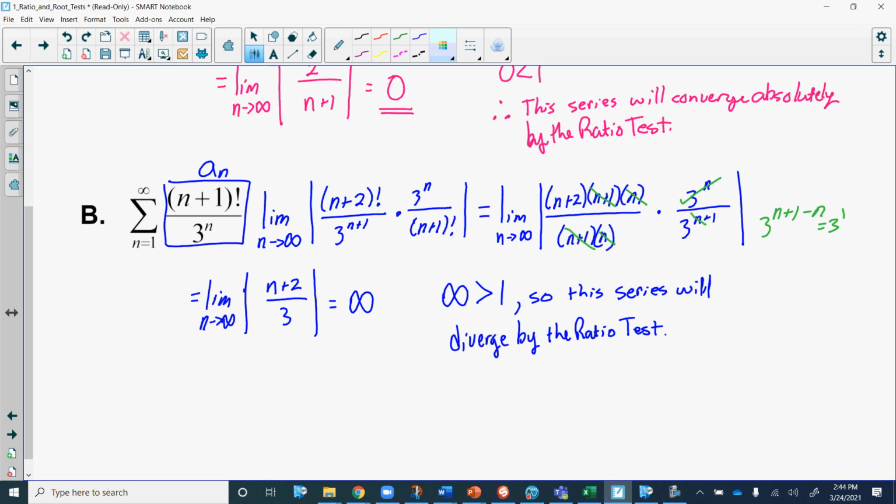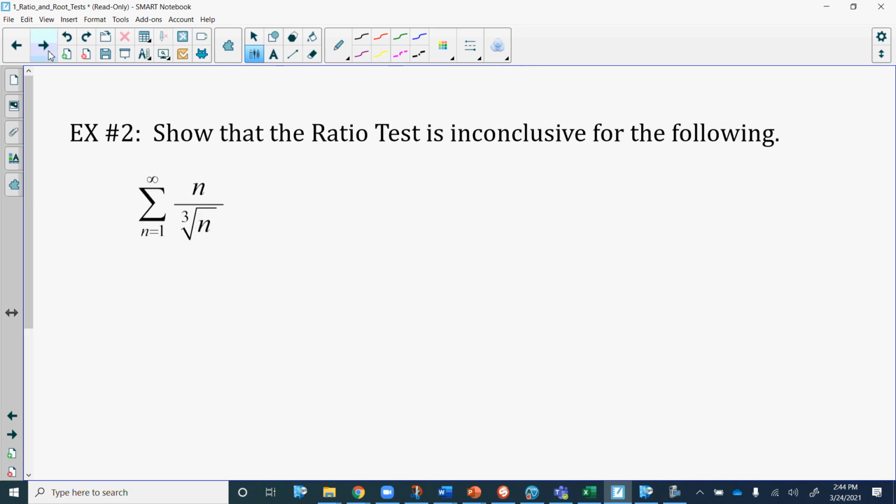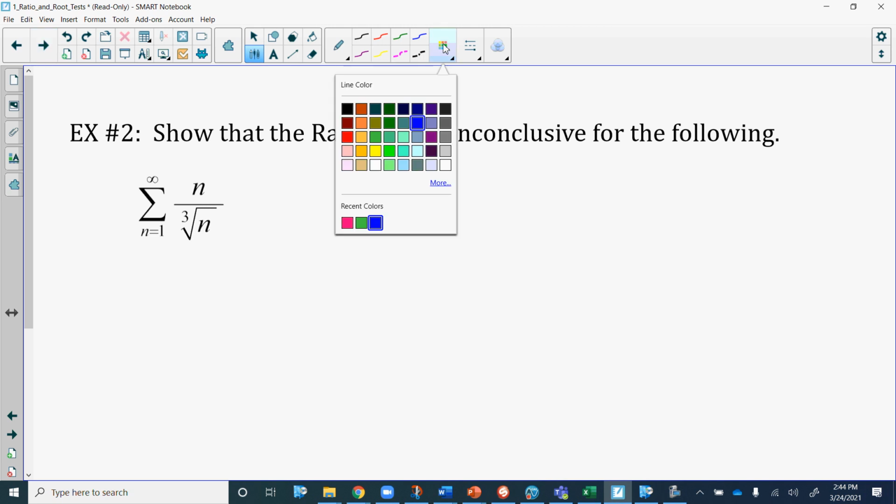And the next one, as I explained to you when we started this one, is going to show you when we do have something that will be inconclusive. So I'm letting you know now the limit on this one should equal 1. So feel free to pause the video and see if you can do the ratio test independently and show that the limit in this case is going to be 1. So let's try working it out here.